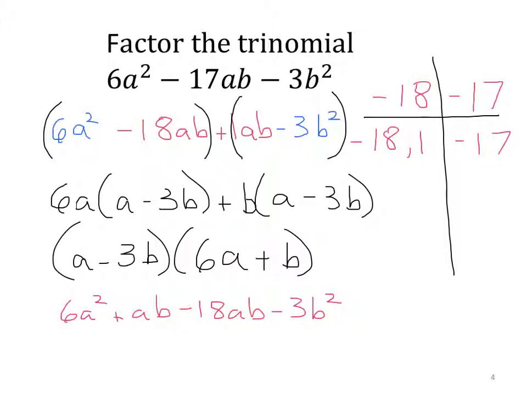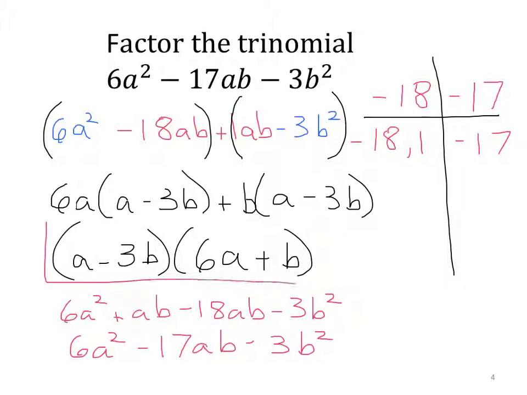And now we combine our like terms, which are in the middle, and we get 6a squared minus 17ab minus 3b squared. And we compare this answer to what we started with, and it's exactly the same, so that means that this is the correct factorization.